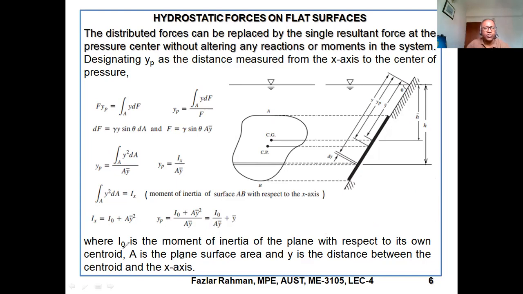So that's what saying where I naught is the moment of inertia of the plane with respect to its own centroid. A is the area of the plane surface, and y is the distance between the centroid and x-axis. That means this is y bar.